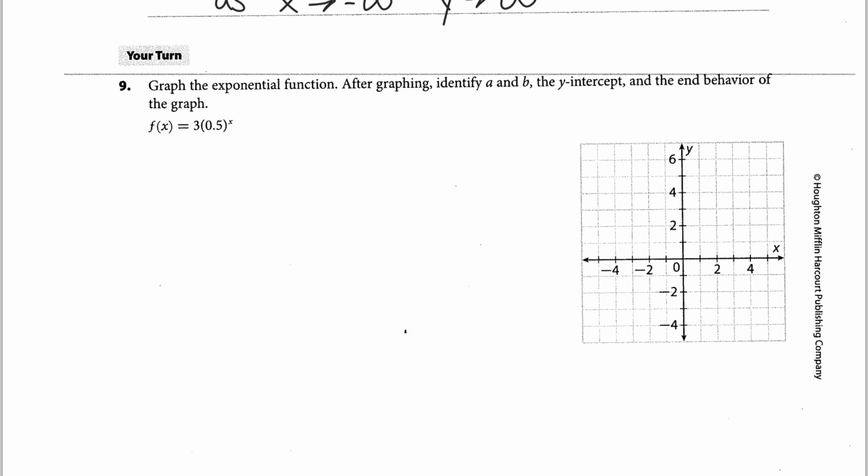So -1, 6, 0, 3, 1, 1.5, 2, 0.75. A is 3, B is 0.5, the y-intercept is at 0, 3. As x approaches infinity, moving to the right, y gets closer and closer to 0. As we move to the left, y gets closer and closer to the top, so that is positive infinity.